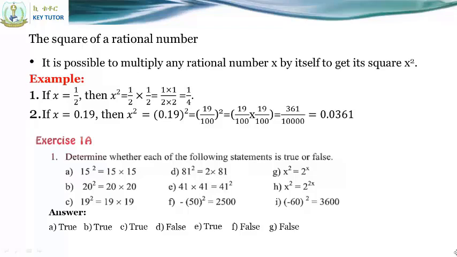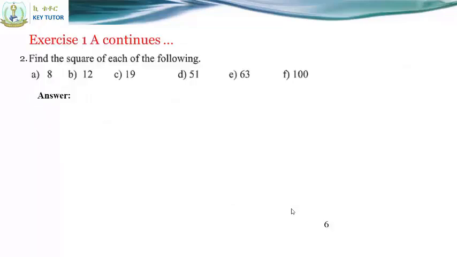Negative 60, squared. This time, just compare it with negative 15 squared, but these are different, and here the negative sign is within the bracket, so when this is squared, definitely it gives us positive 3600. It's like 60 squared, so true.